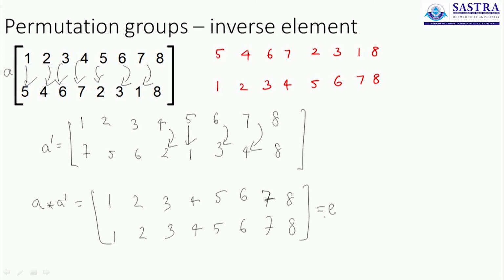So this is how you find the inverse. It's not as easy as finding inverses when you're adding or multiplying or doing a modulo addition. It's kind of different, and you will just use this trick, the 2-step trick. Flip the rows, rearrange the columns. That's enough to find the inverse element.